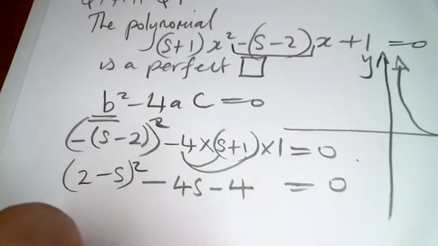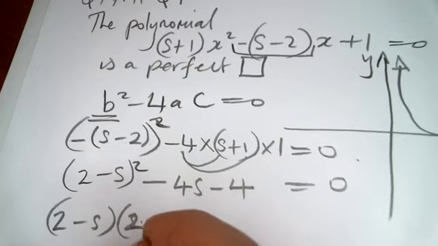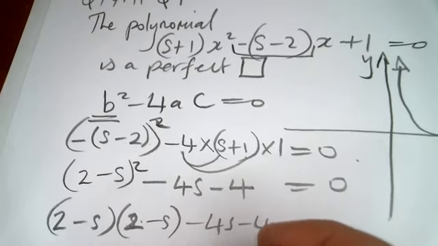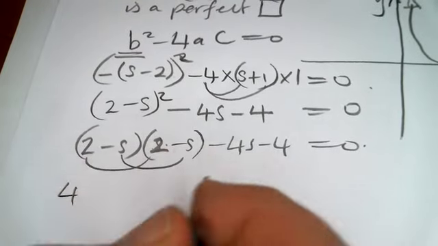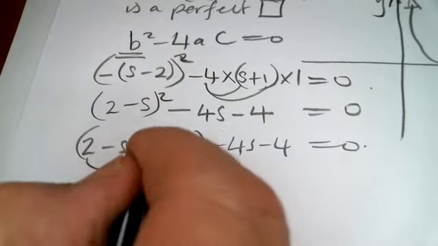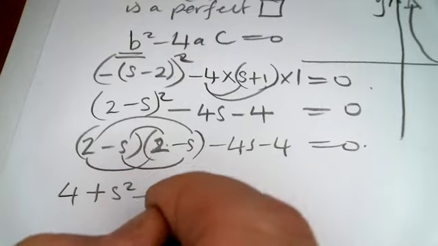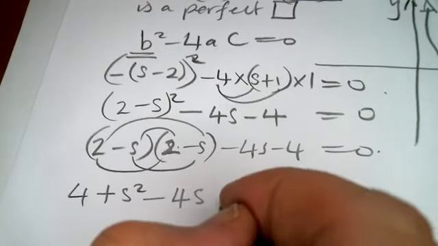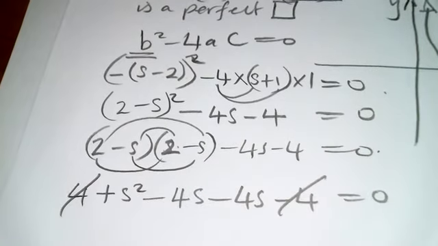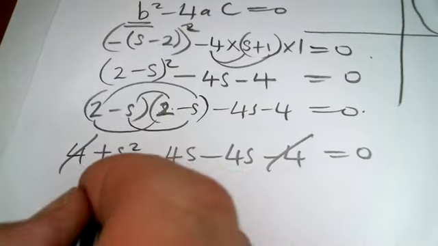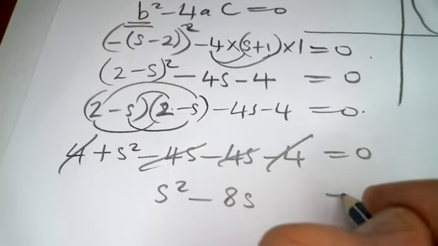I think we're going to have to expand that out. So we're going to have 2 minus s, 2 minus s, minus 4s minus 4 is 0. 2 twos are 4. Negative s times s is plus s squared, and negative 2 times s is going to be minus 4s. And we've got a minus 4s as well, and a 4, a 0. And of course, 4 and negative 4 just cancel immediately. That's 0. So we're left with s squared minus 8s is equal to 0.